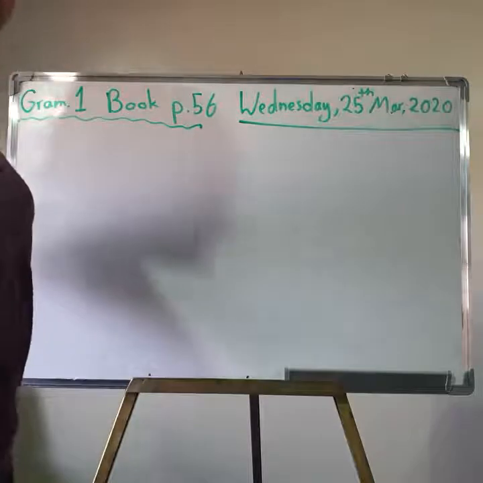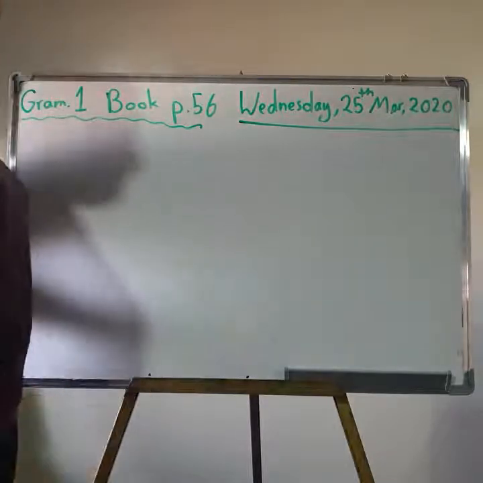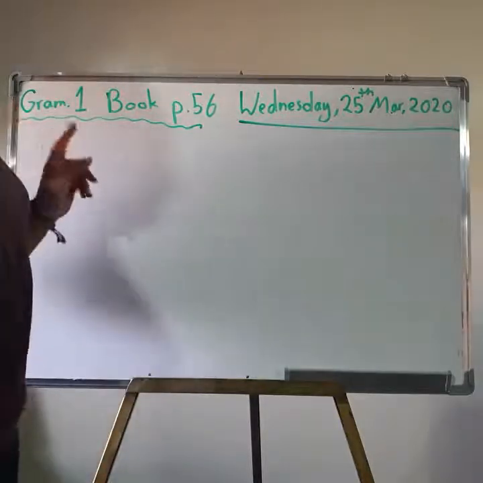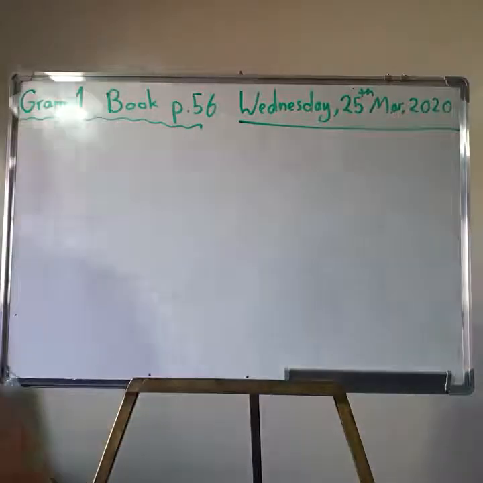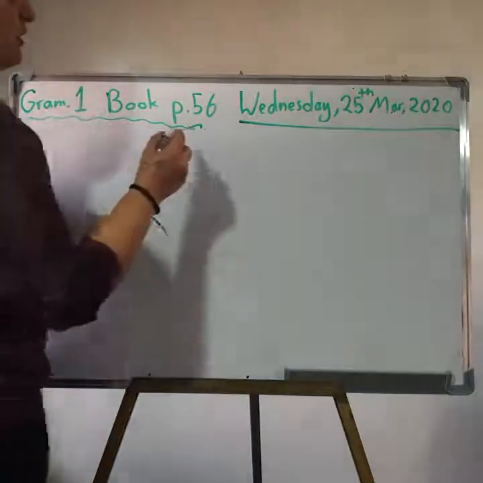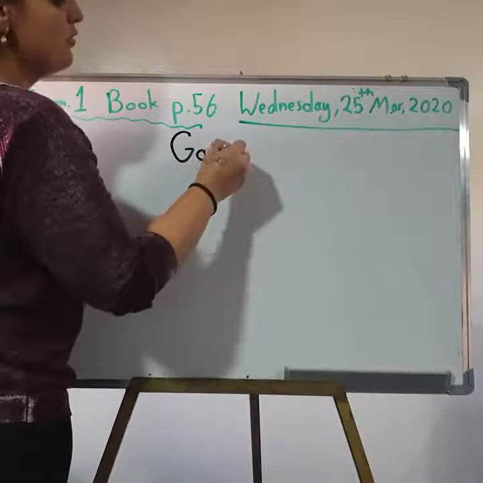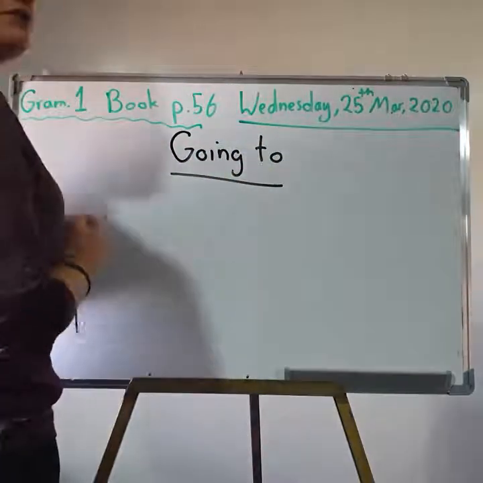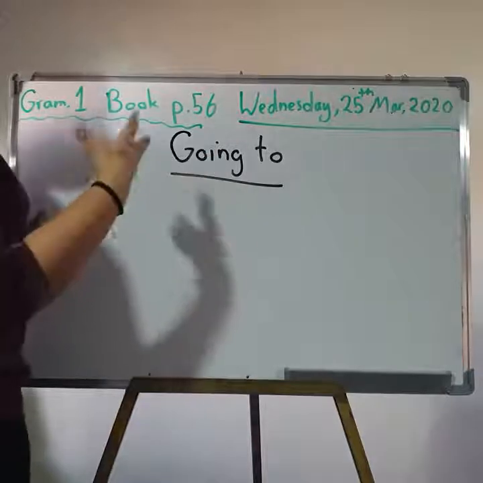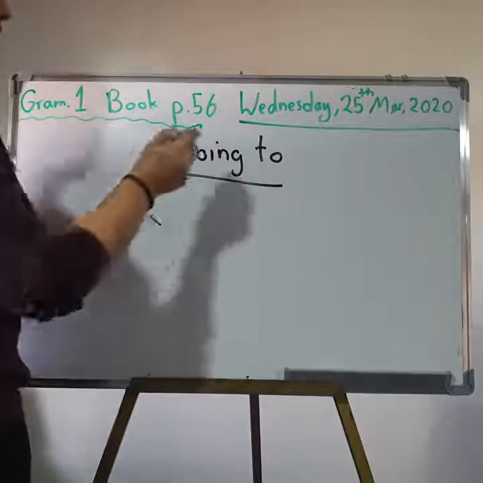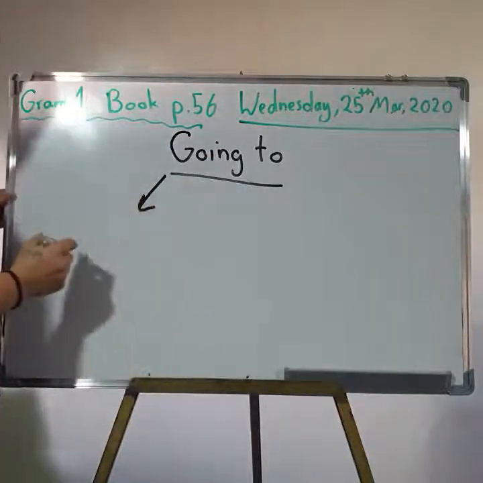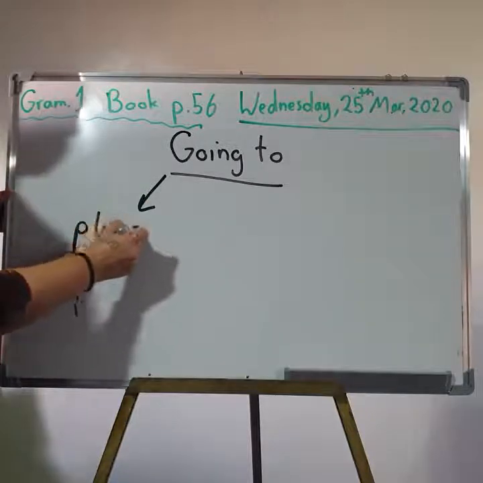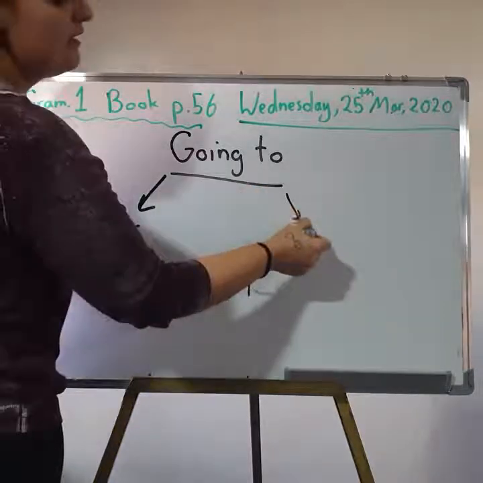Today I will start with a grammar lesson, and it's very easy. It's grammar 1 in the book, page 56. I will talk about using going to. It's a future form, okay? I use it to talk about plans and intentions.